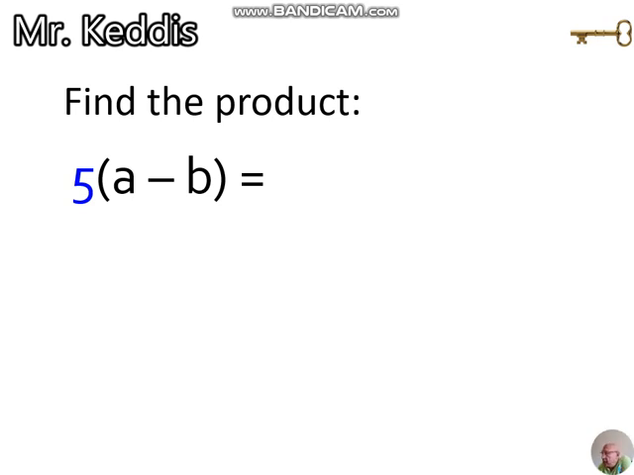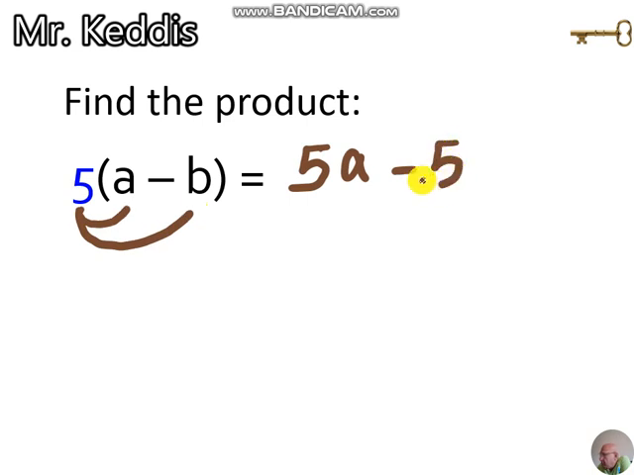To multiply 5 times a minus b means 5 times a, I get 5a, minus 5 times b. When I factor 5a minus 5b, I get 5 open bracket a minus b.